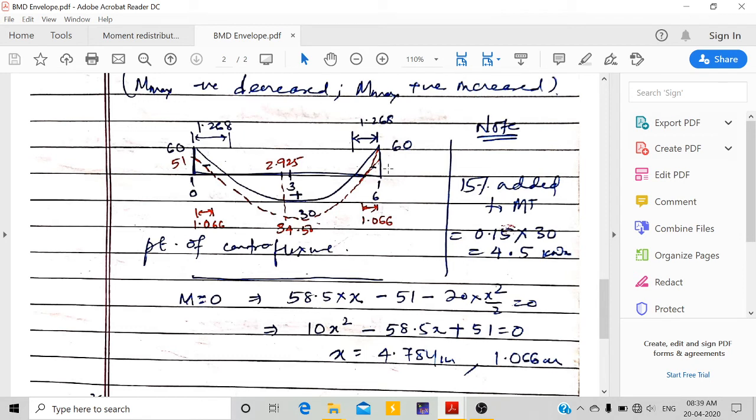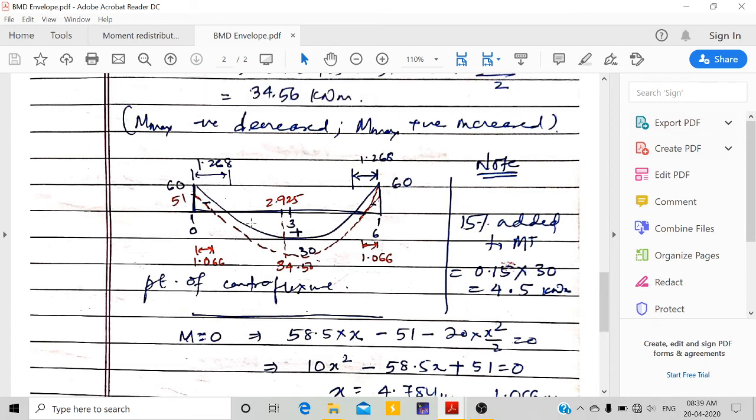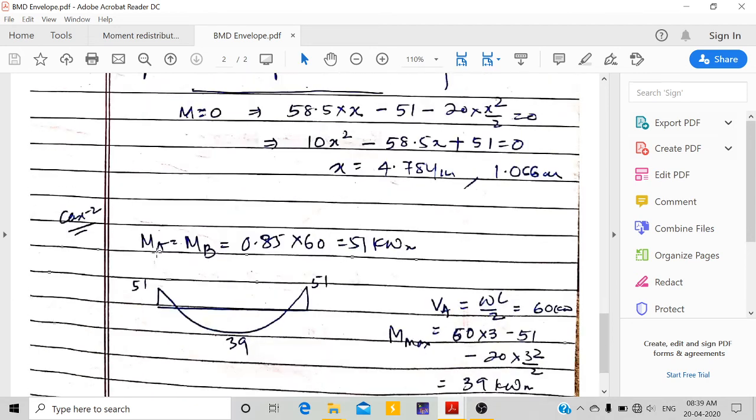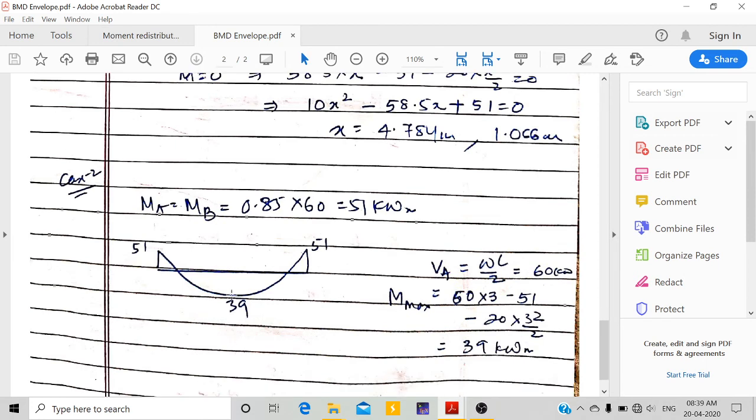This is called the bending moment envelope, because we have superimposed the blue one, before redistribution, and the one after redistribution. In the moment redistribution method, we provide steel for the maximum moment. Here the maximum moment is 51 at one end and 60 at the other. Because I have redistributed at only one point here, if you redistribute at both ends, MA and MB, as 51, then at the center you will get a maximum positive moment of 39.